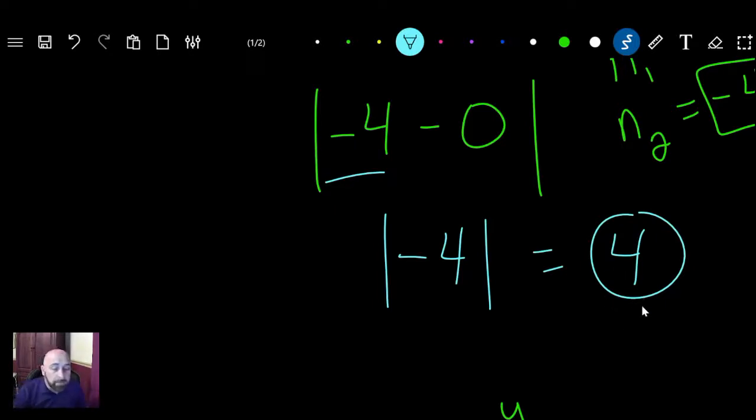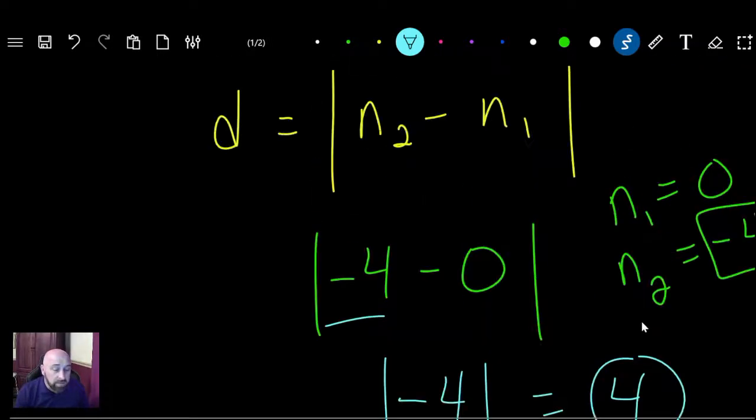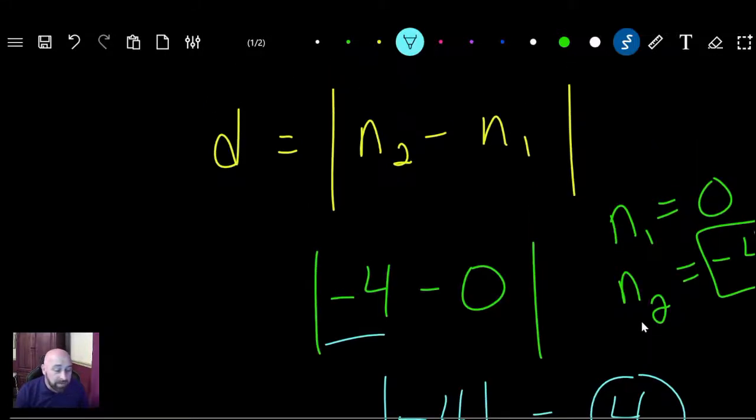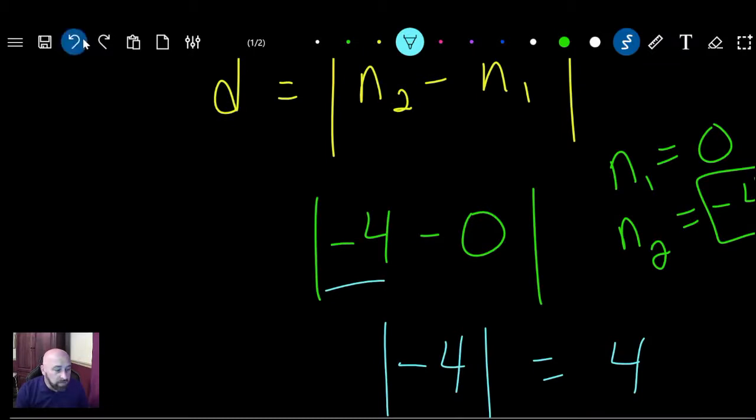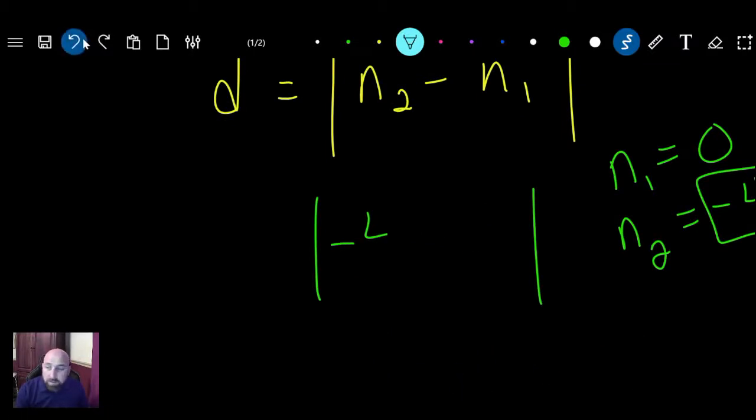That's what absolute value means right there: it's 4 units. So the distance from 0 to -4 is 4 units. All right, let's do another one. Example number 2, they give you a couple different numbers.